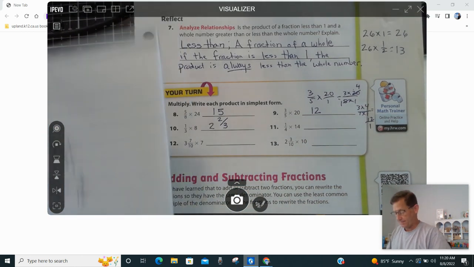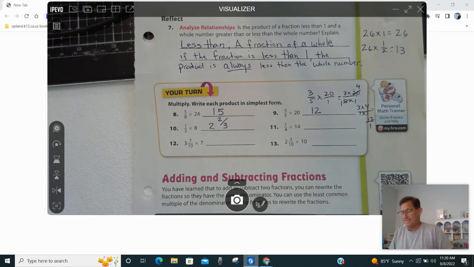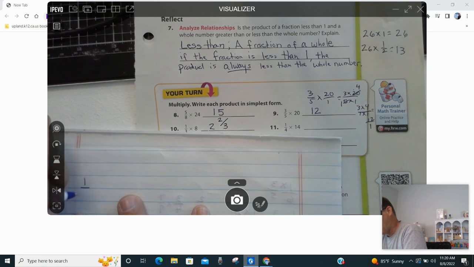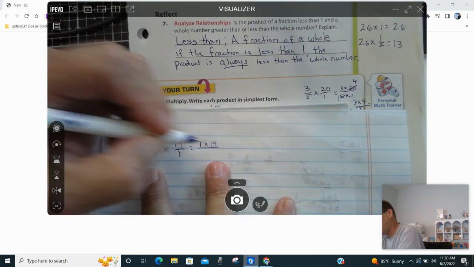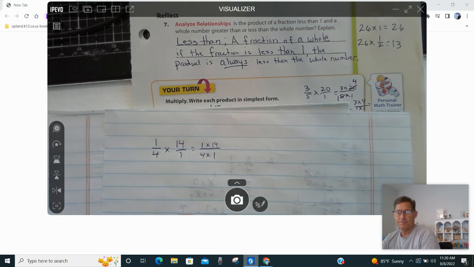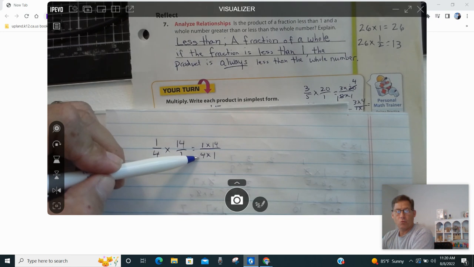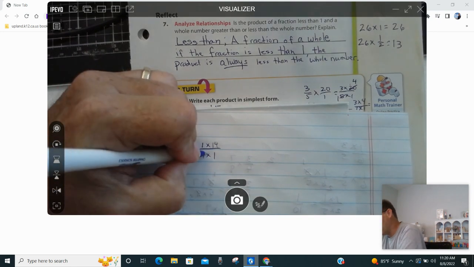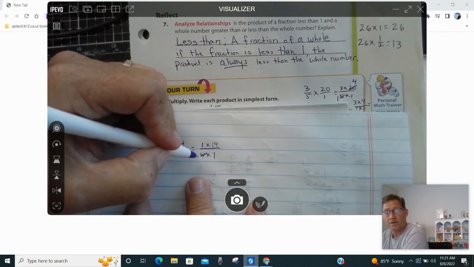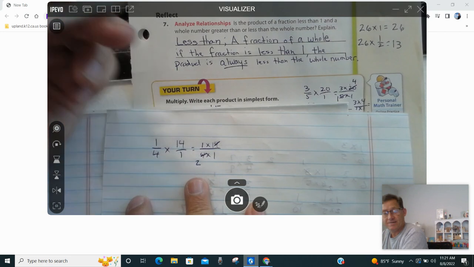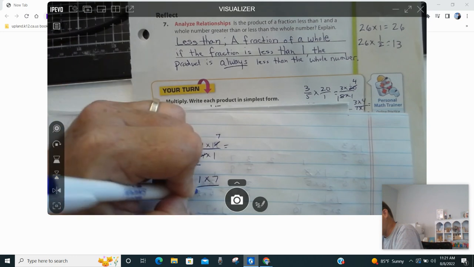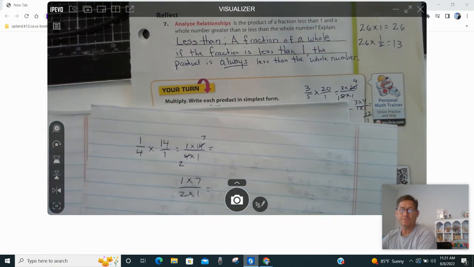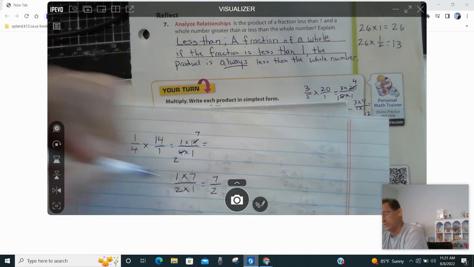Number 11, 1/4 times 14. So we know we can rewrite 14 as 14 over 1. So now we have 1 times 14 in the numerator and 4 times 1 in the denominator. Well, 14 and 4 are both even numbers, right? So we know that 2 is a factor of both of those numbers. 4 divided by 2 is 2. 14 divided by 2 is 7. So now we have 1 times 7 over 2 times 1. 1 times 7 is 7. 2 times 1 is 2.